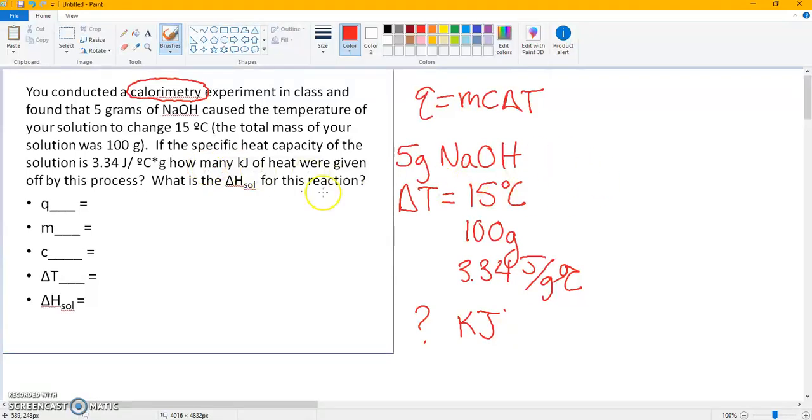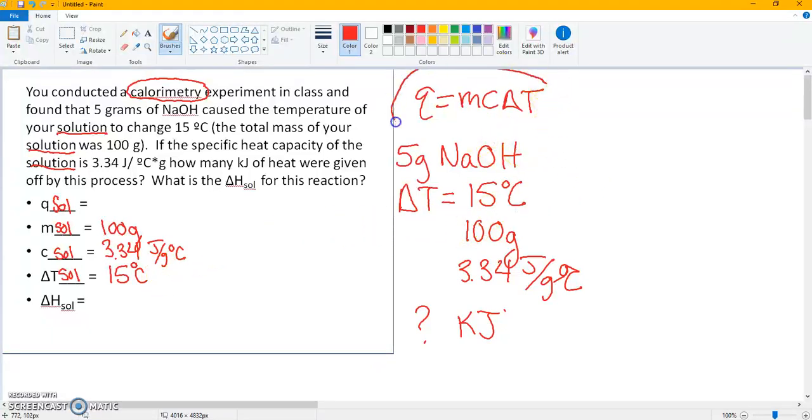Okay, so from what I gather, it seems like they give me the information that I need for Q equals MC delta T for the solution. I have the mass of the solution, the specific heat of the solution, the change in temperature of the solution, so therefore I can calculate the heat of my solution. So I'm going to organize my work. 100 grams is the mass. 3.34 joules per gram degrees Celsius is the specific heat, and the change in temperature was 15 degrees Celsius.